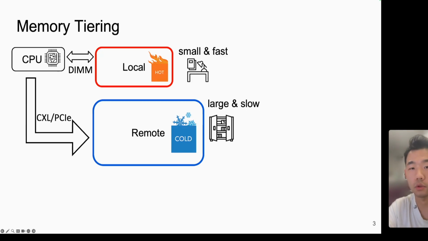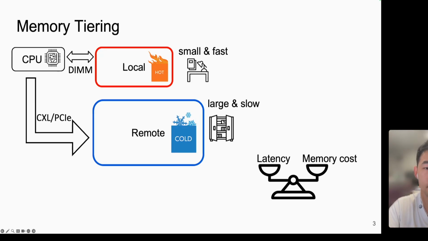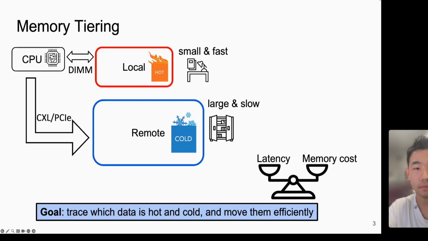So the goal here is to keep your frequently used or hot data on your desk and less used or cold data in the cabinet. Essentially, what we are trying to do here is to achieve a better trade-off between application performance and memory cost. The goal here, of course, is to know exactly what's hot and what's cold at any given moment.